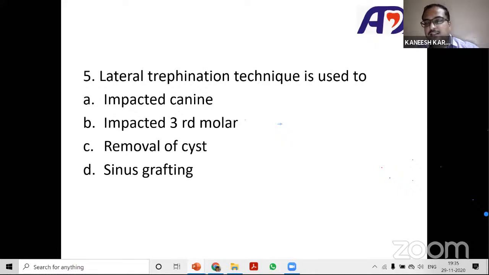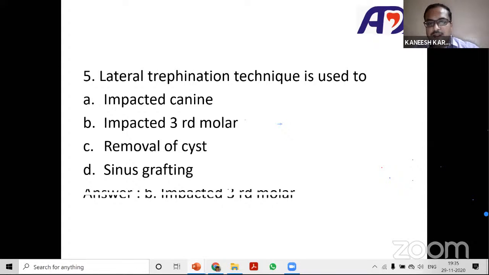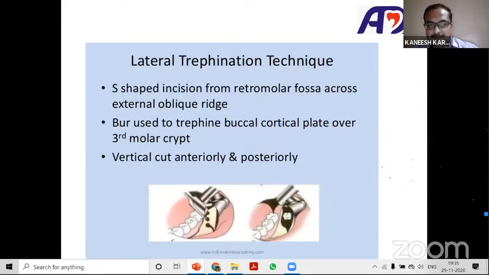Lateral trephination technique is used to... Correct. Impacted third molar. Lateral trephination technique is used in the removal of impacted third molars. If the impacted third molar is too deep in the tissues, then we remove the buccal bone through a lateral trephination technique and then remove the tooth.